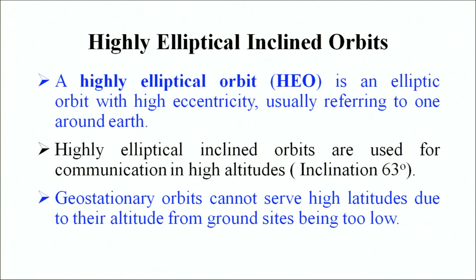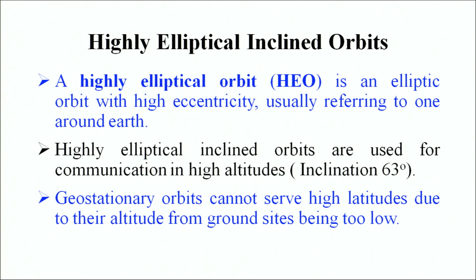There is another kind of orbit which we have, and these are highly elliptical inclined orbits. The highly elliptical inclined orbits are orbits which have very high eccentricity. These are usually the ones which go around the earth in highly elliptical orbits, and they are usually at an inclination of 63 degrees. These are used in communication at high altitudes.